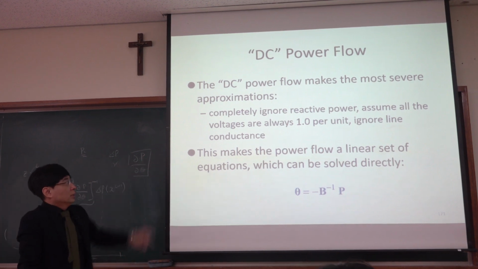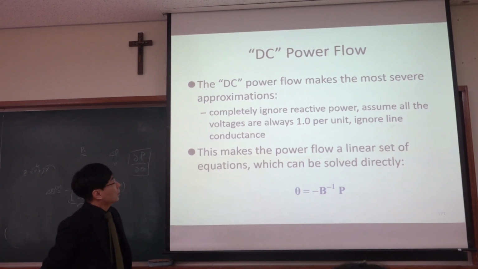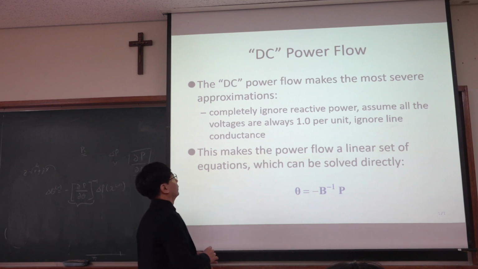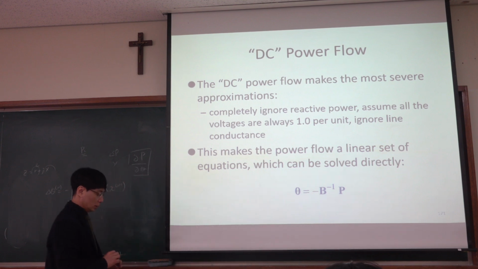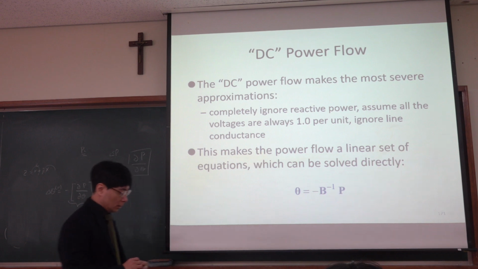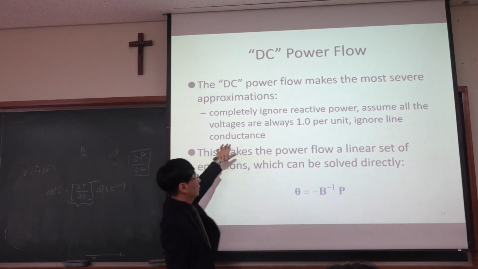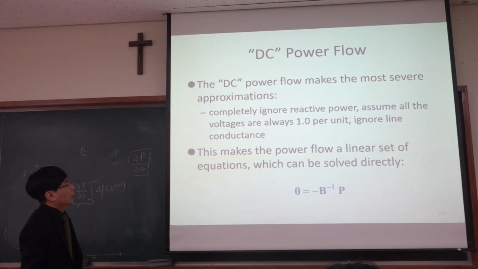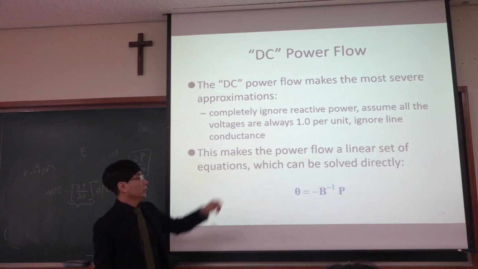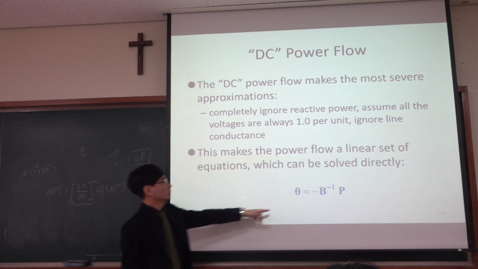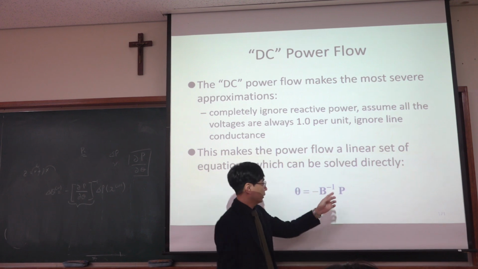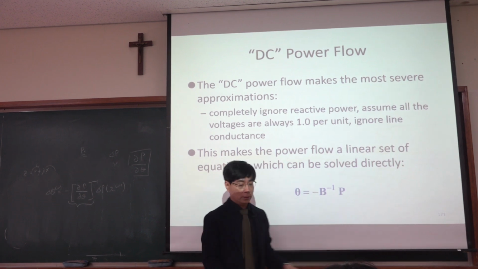So completely ignore reactive power, assume that all voltages are always 1.0 per unit, and ignore line conductance. Again, ignoring line conductance means zero resistance on the line. And this makes the power flow a linear set of equations given like this. Phase angle is just the inverse of B matrix times active power P.